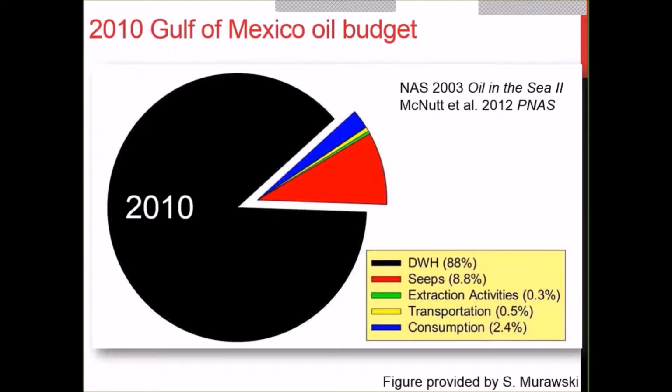Here's a pie graph showing you the oil budget for 2010 for the Gulf of Mexico. We said there are many sources of oil to the Gulf, many sources of PAHs. However, in 2010, the Deepwater Horizon blowout made up 88% of oil inputs to the Gulf of Mexico. So again, that's a large pulse of oil, a large pulse of PAHs into the ecosystem.